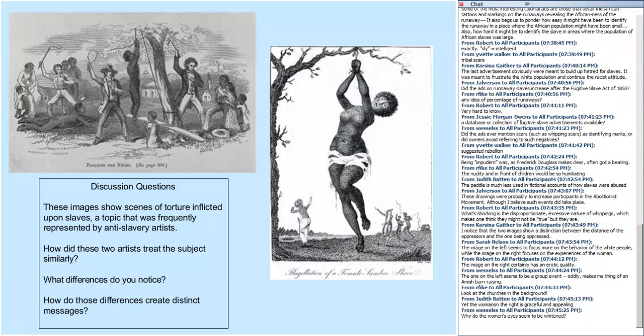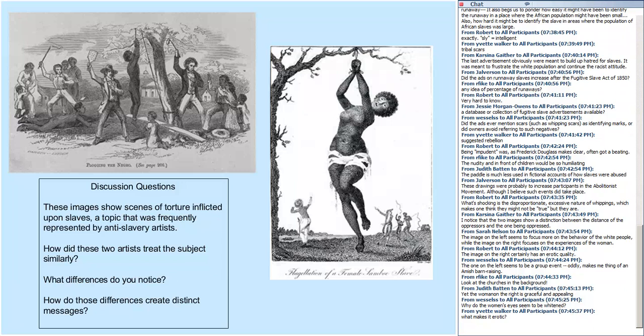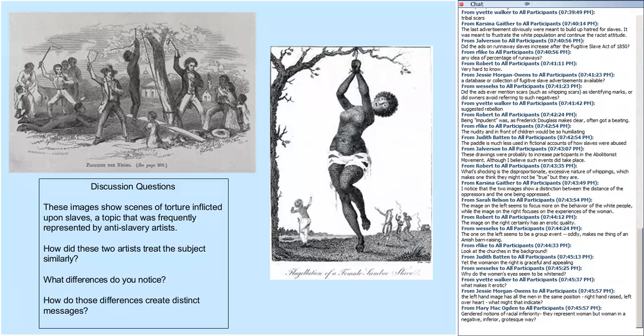Other comments that you made, that it seems to be a group event, and that there are churches in the background. And that is meant to point out to those that they're, you know, either their fellow anti-slavery activists or the people they're hoping to turn into anti-slavery activists, that many of the slave owners who profess to be Christian are involved in the physical abuse of slaves. And so that's why that combination of the two.